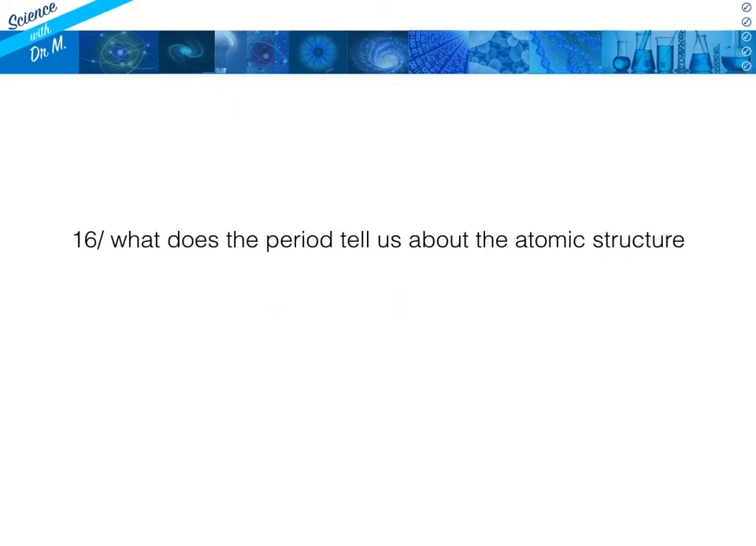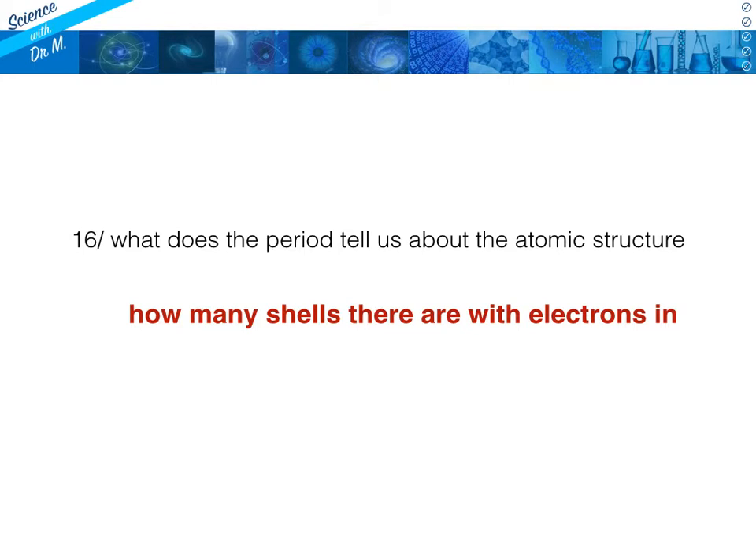Number 16. What does the period tell us about the atomic structure? So something's in period 3. What does that mean? And the answer is how many shells there are that have electrons in them. They may not be full, but how many shells have some electrons in.